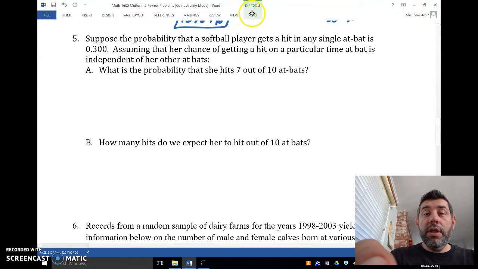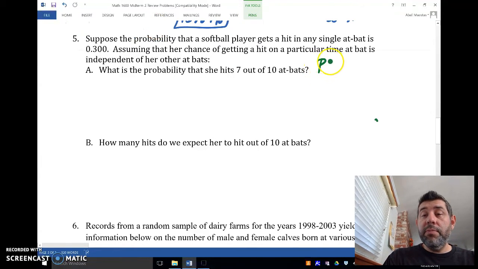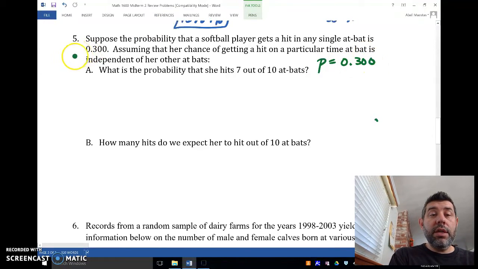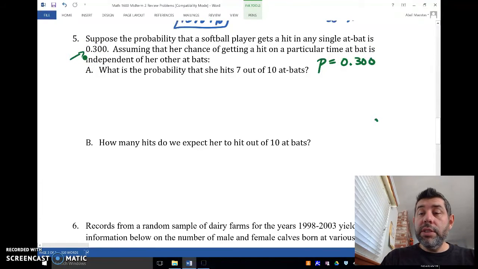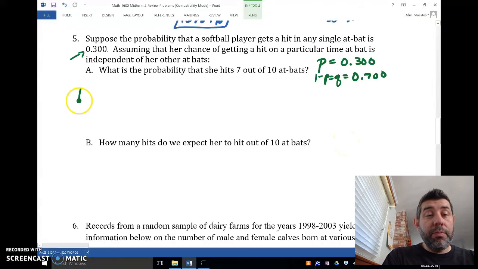All right, so on this one here, I want you to see that the probability that she makes it, which is the probability of success, is 0.3, it's right here, 0.300. The probability of failure, not 1 minus p, which I call q, is 0.70. So that's the probability she does not get a hit. So what is the probability that she hits 7 out of the 10 bats? That is a binomial probability. All right, so we're looking at the probability of 7 out of 10.